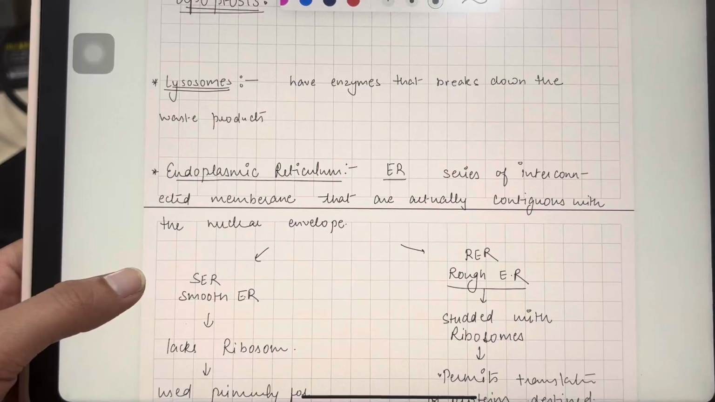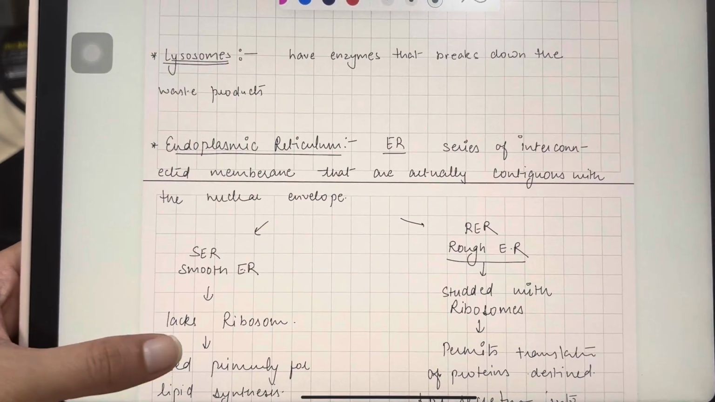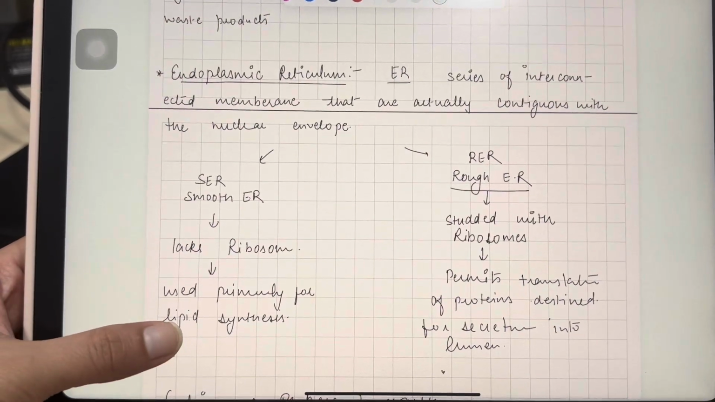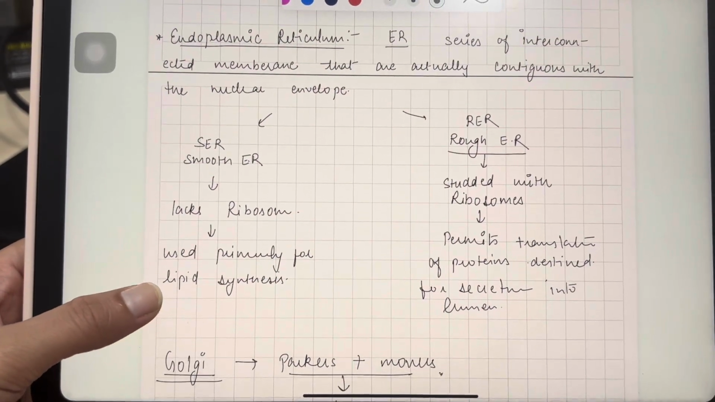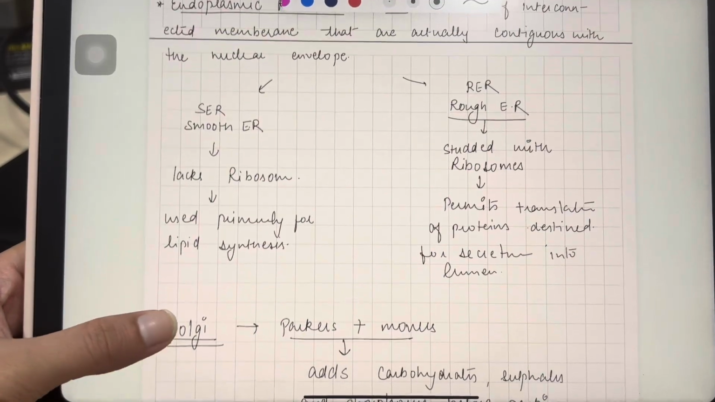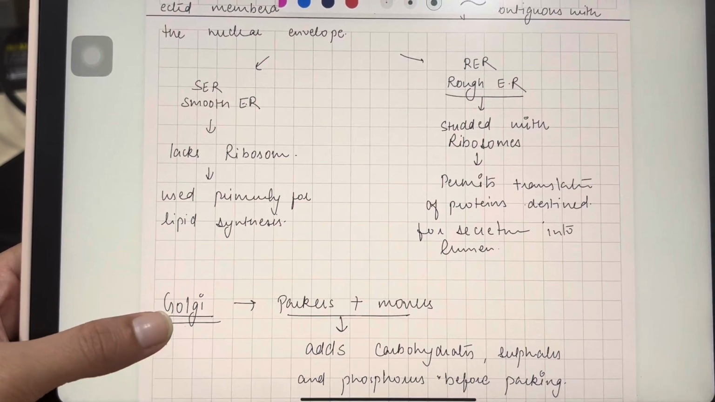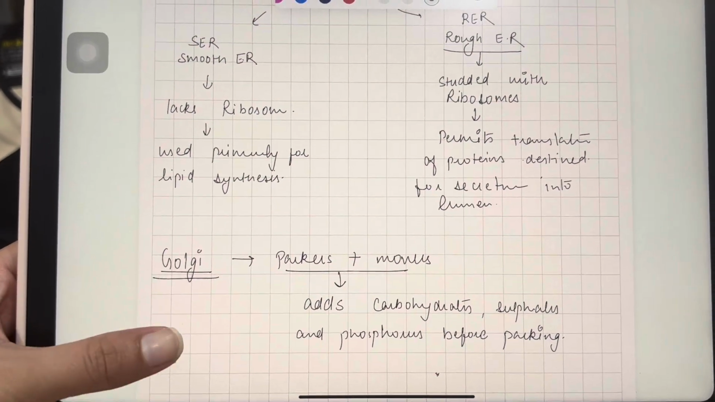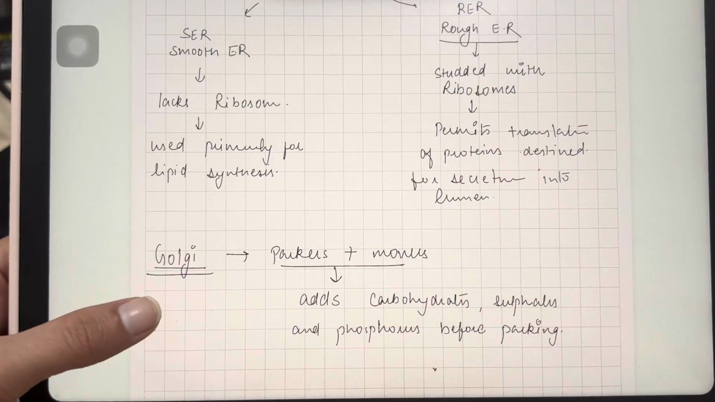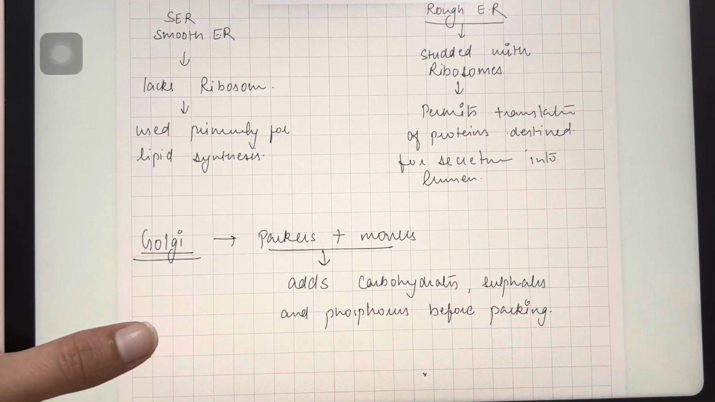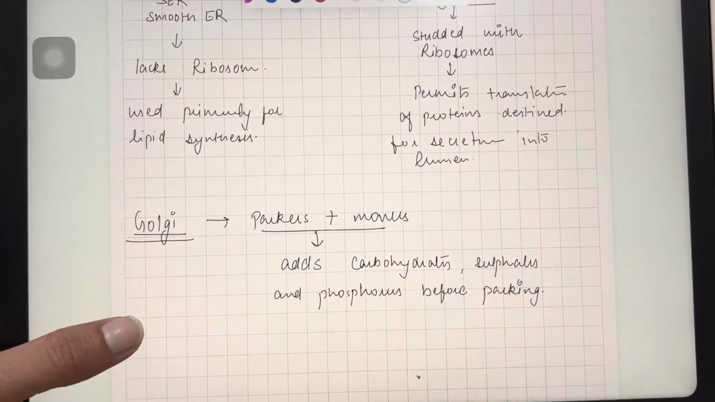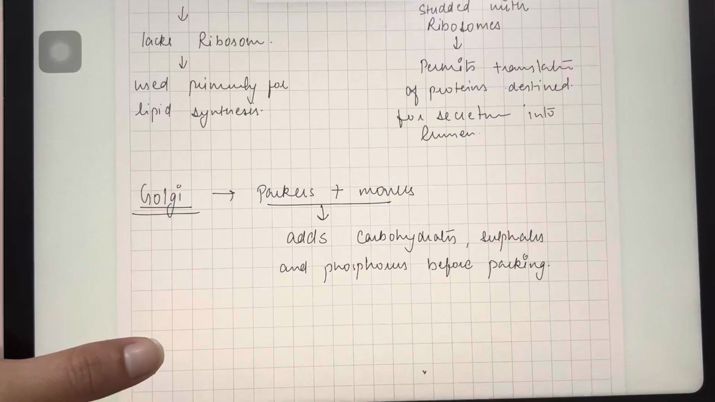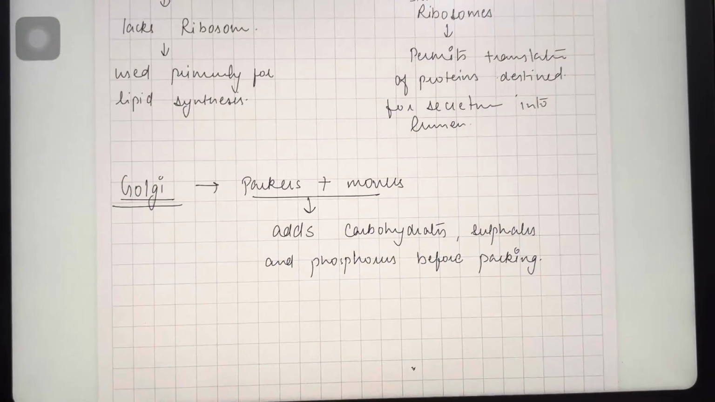Another important thing is the endoplasmic reticulum. It has a series of interconnected membranes that are contiguous with the nuclear envelope. The endoplasmic reticulum has smooth and rough endoplasmic reticulum. The smooth one lacks ribosomes and the rough one has ribosomes. Ribosomes permit the translation of protein for secretion in the lumen, and the smooth one is mostly used for lipid synthesis.